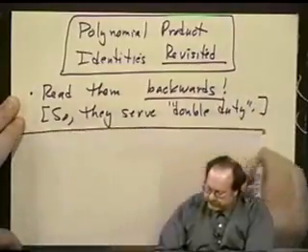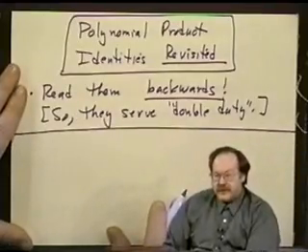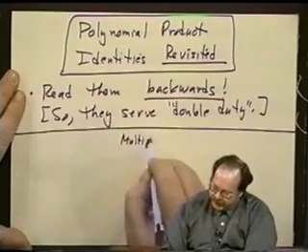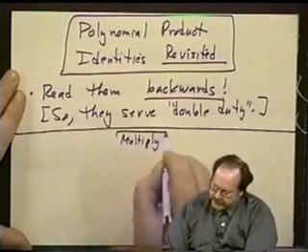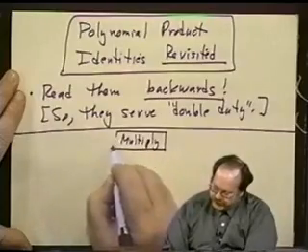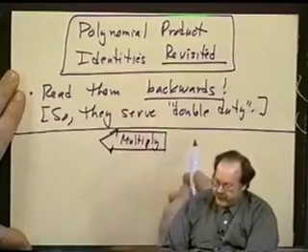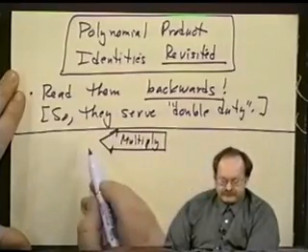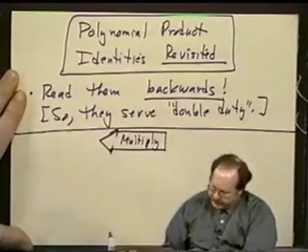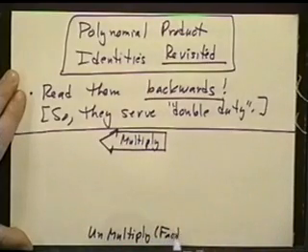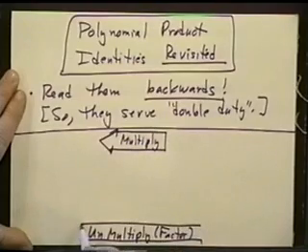So, for example, let me indicate that there are two directions going on here. Since we're interested in factoring, the direction for multiply will be from right to left. And the other direction will be unmultiply. So let me write that down. Unmultiply, which of course means factor. That direction will be from left to right.